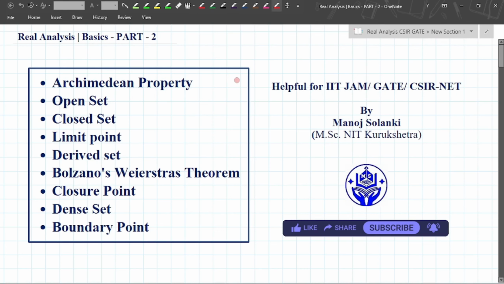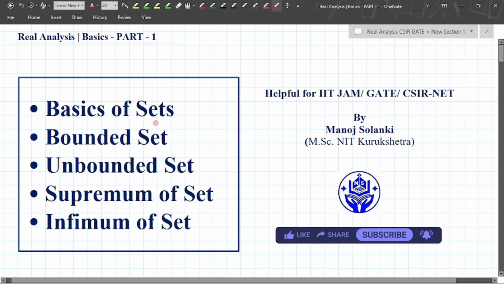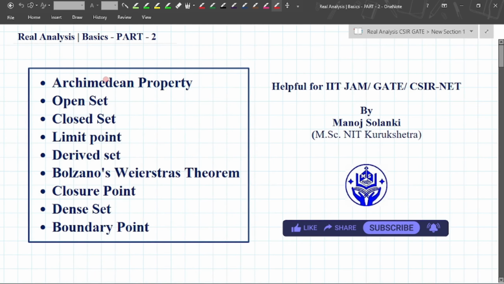In this video, I will discuss real analysis basics, and this is part 2. In the first part, I have discussed basics of sets, bounded sets, unbounded sets, supremum, and all. In this particular video, we'll discuss Archimedean property, open set, closed set, limit point, derived set, Bolzano-Weierstrass theorem, closure point, dense set, boundary point, and interior point. It is helpful for IIT JAM, GATE, and CSIR-NET.